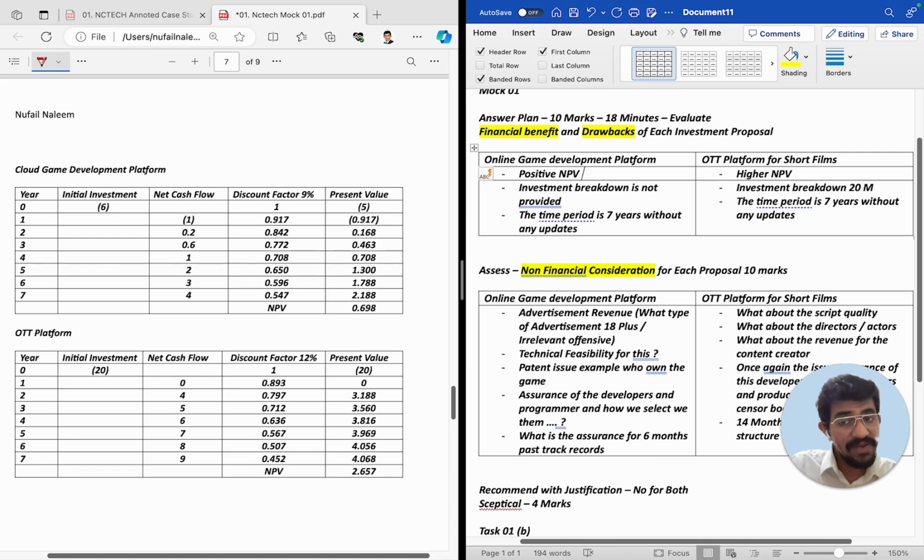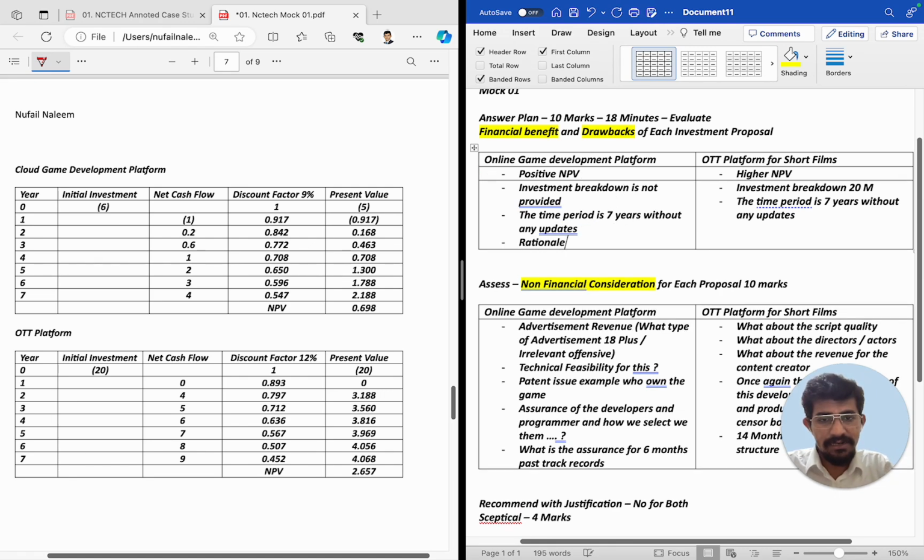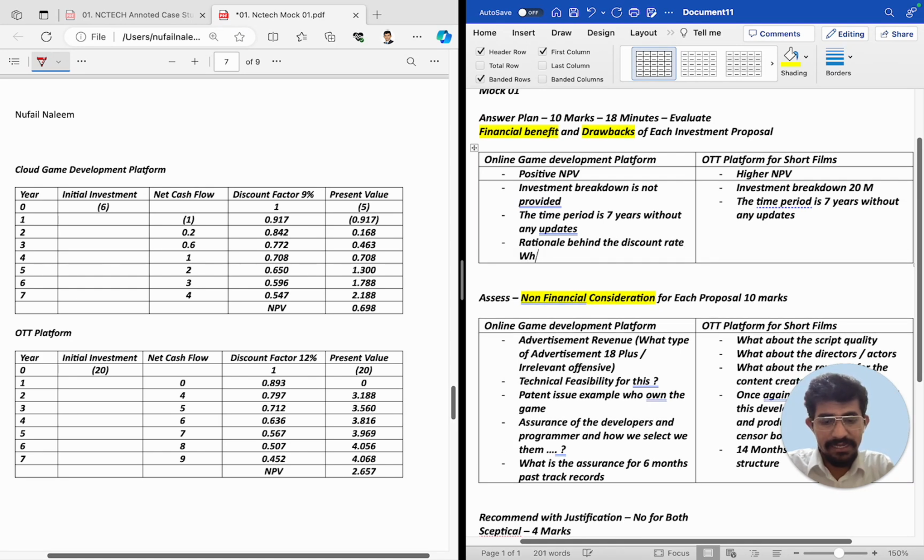And then students, if I'm not mistaken, the discount rates, if you see, they are giving 9% and 12%. So the rationale behind the discount rate is not provided. So I'll write down here, rationale behind the discount rate. Why have they chosen this? That is the question that I have to ask.